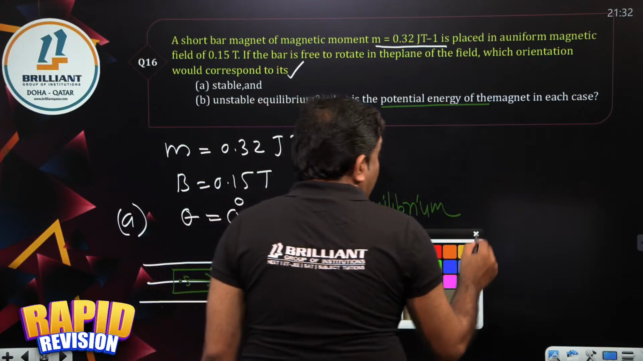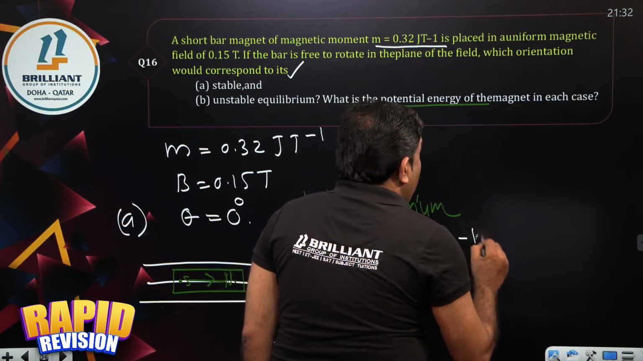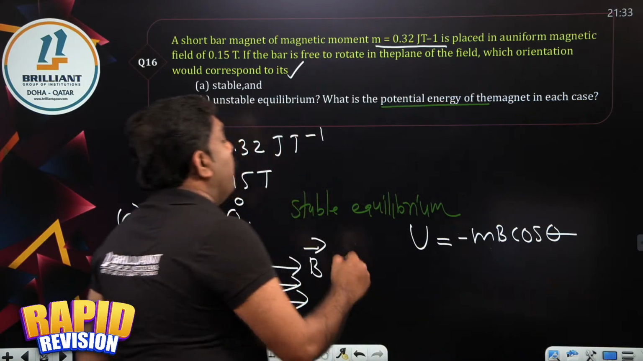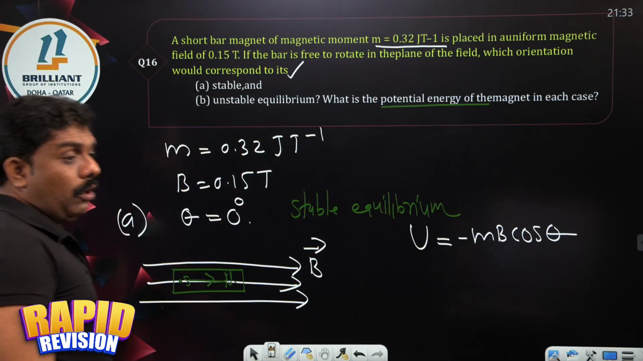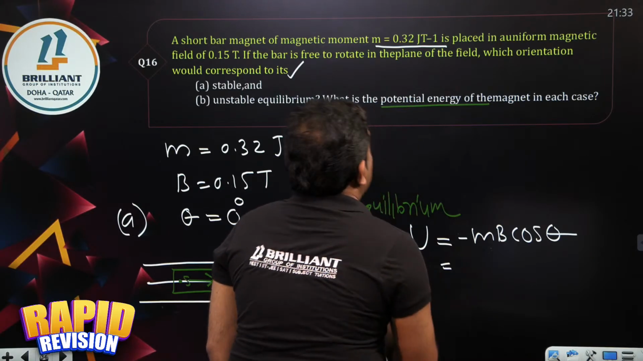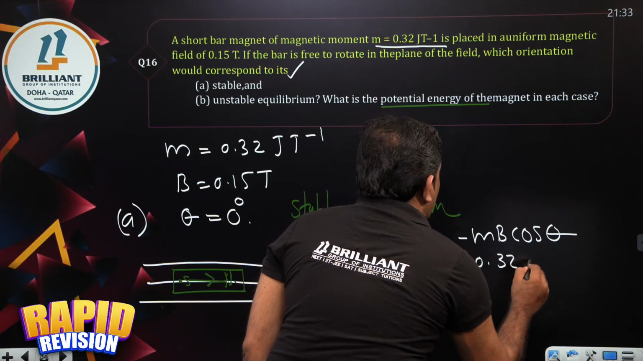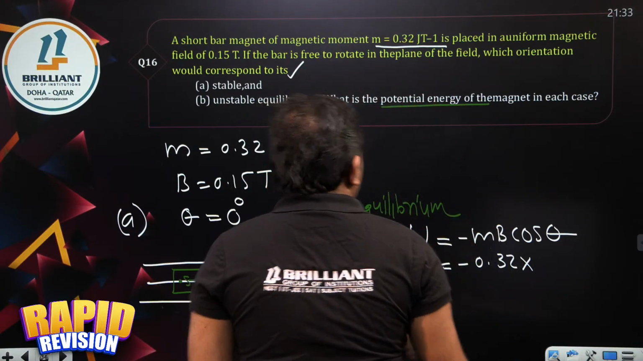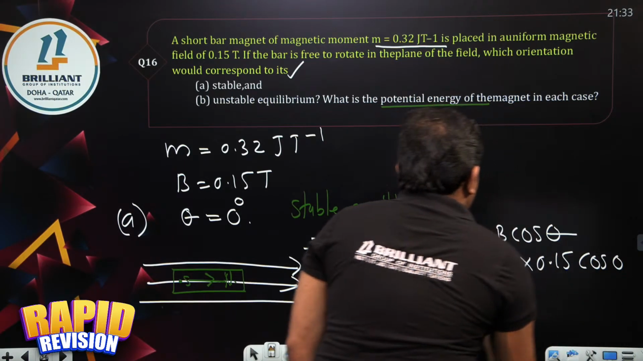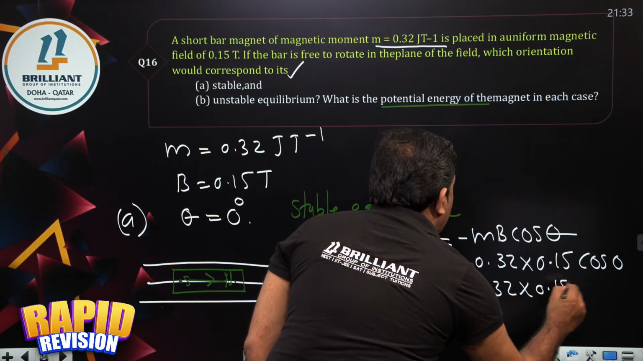So you know, the potential energy in stable equilibrium, U is equal to minus mB cos theta. That is the formula for potential energy. So we can calculate what is minus mB cos theta. Magnetic dipole moment is given 0.32 and the magnetic field is given 0.15. Cos 0 is there. So we can say minus 0.32 into 0.15.